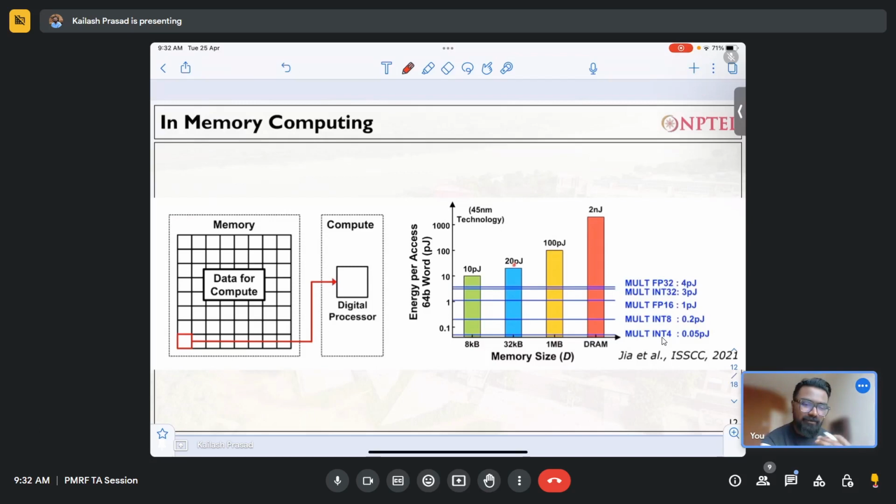IIT Gandhinagar is one of the forefronts in India in in-memory computing. There are a couple of more IITs, like IIT Roorkee, who work in digital design. IIT Bombay also works in in-memory computing at a device level, and a couple of more IITs are working in this regard.